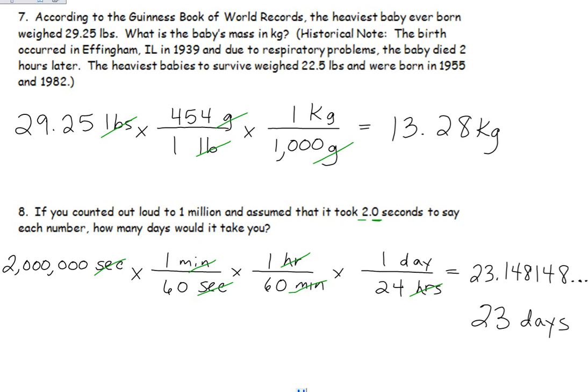Number 7, according to the Guinness Book of World Records, the heaviest baby ever born weighed over 29 pounds. Yikes, that's a big baby. I'm not quite sure how that baby was birthed. I guess it doesn't say here. What is the mass in kilograms?